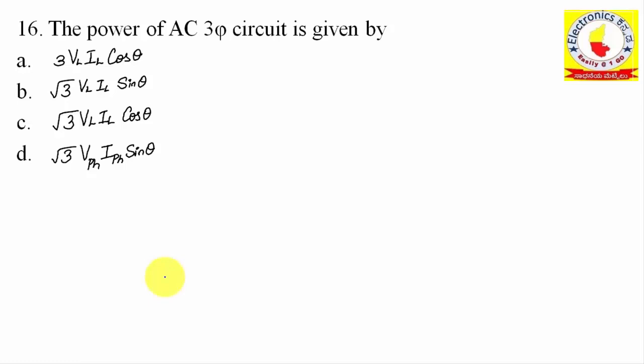16th question, the power in the case of a 3-phase AC circuit is given by root 3 times VL IL cos theta. How this formula comes directly, if you start solving problems of star to delta, delta to star, then this formula is very, very important, right? Root 3 times VL, nothing but line voltage, IL, nothing but line current, into cos theta, right? The theta is the angular difference between voltage and current, right? Option C is going to follow.